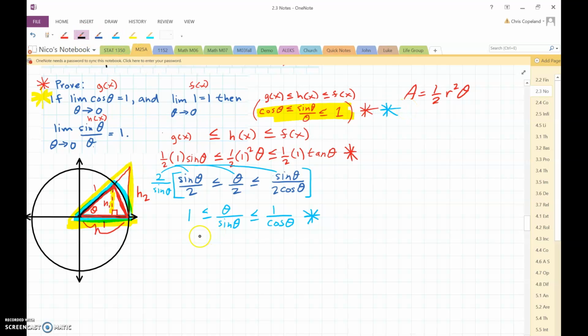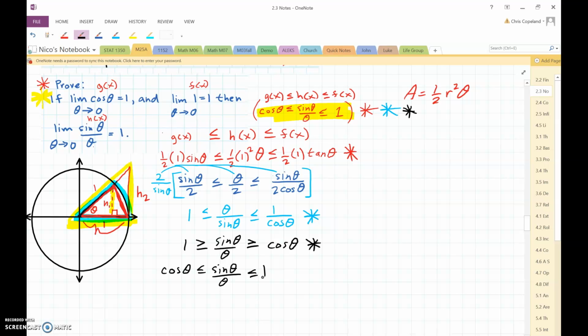What we can do here, we can flip the numerator and the denominator for each of these. So this would be 1. This would be sine theta over theta. And this would be cosine theta. Now, if you flip all of those, you also have to flip the inequality signs. So now this is just like this, because I can write this as cosine theta is less than or equal to sine theta over theta, which is less than or equal to 1.